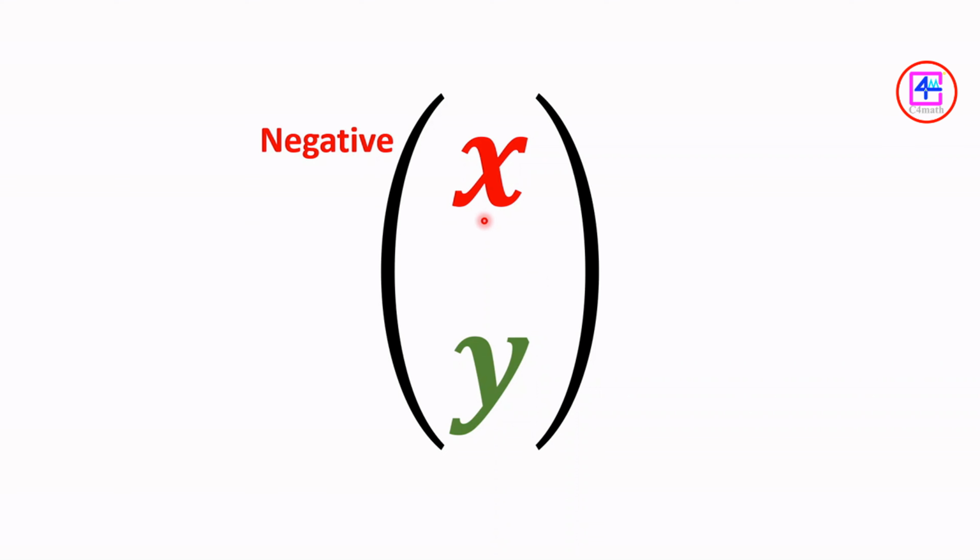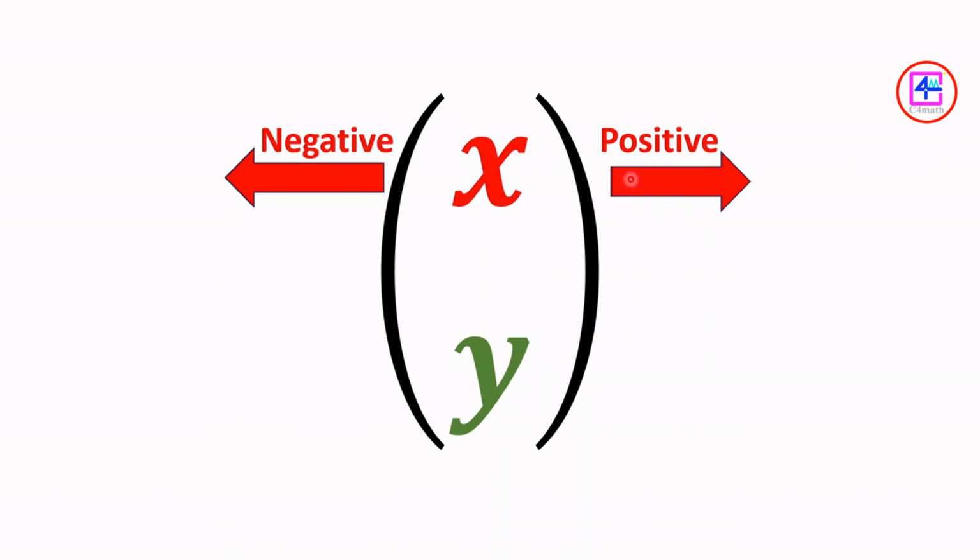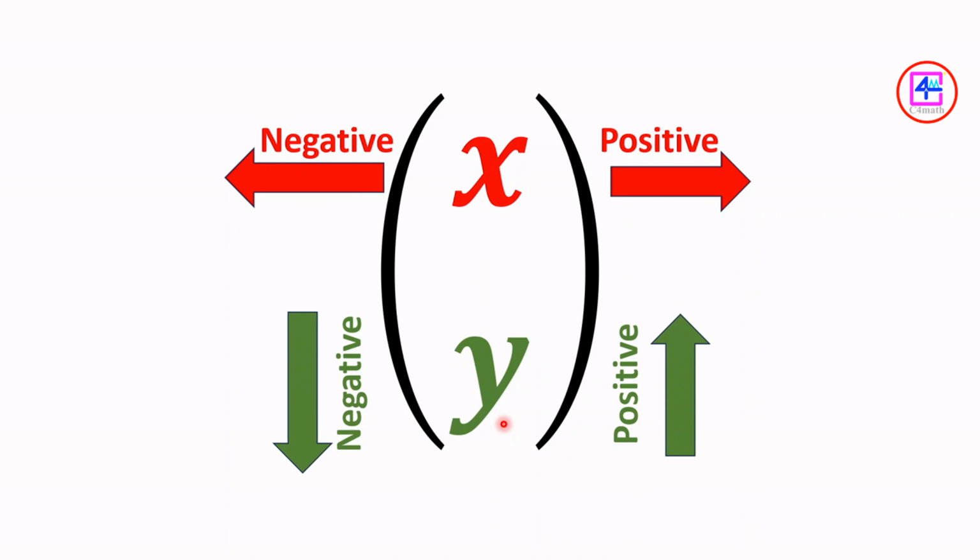If x is negative, then move to the left side. If x is positive, then move to the right side. That means x value positive, right side; x value negative, left side. Then in the y case, it's a vertical direction. If it is negative, move down. If it is positive, move up.